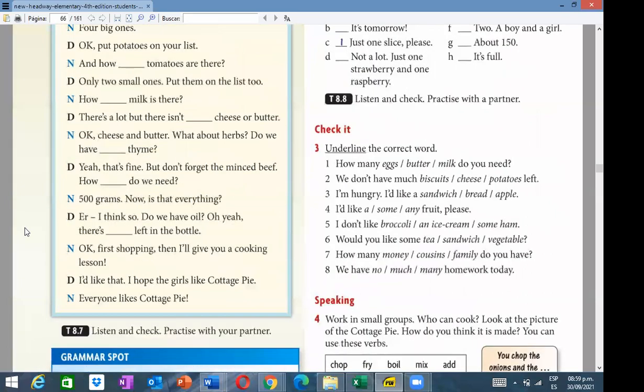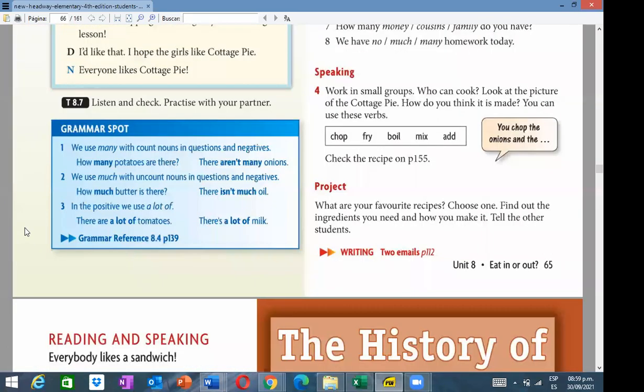For example, rule number 1, we use many with count nouns in questions and negatives. Okay, that's a new rule for us. Many with count nouns in questions and negatives. Okay, remember any, ¿no? Recuerdan el any, este es many, no se confundan, okay? For example, how many potatoes are there?